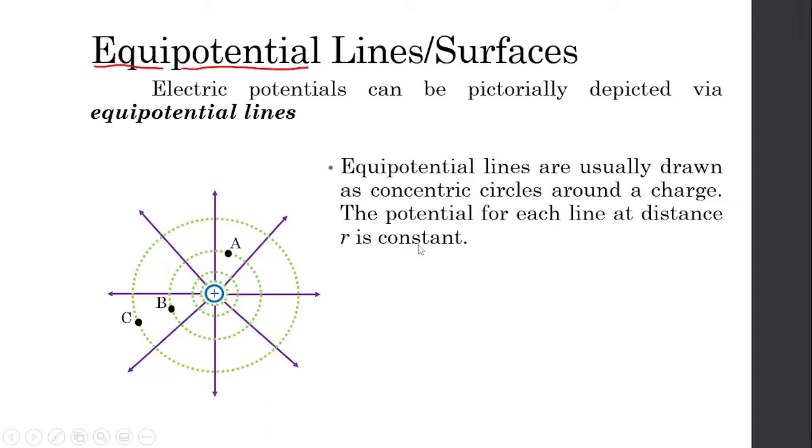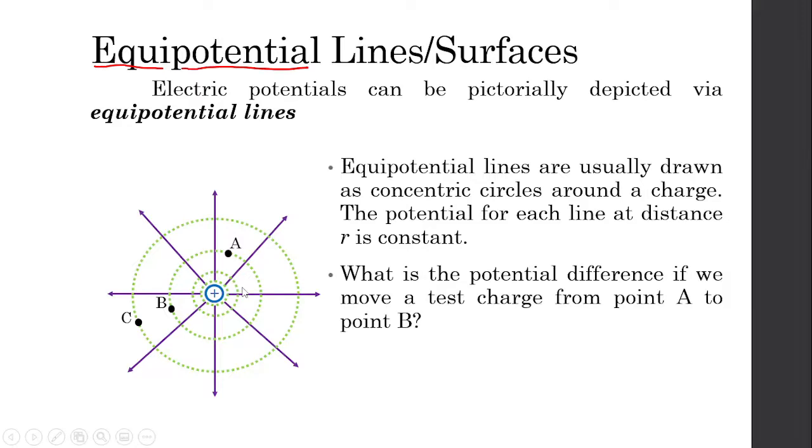Equipotential lines are usually drawn, but before we talk about that, just understand that equipotential lines are drawn as concentric circles around your charge. The potential for each line at a distance r is constant. So again, if we talk about this, what is the potential difference if we move the test charge from point A to point B?